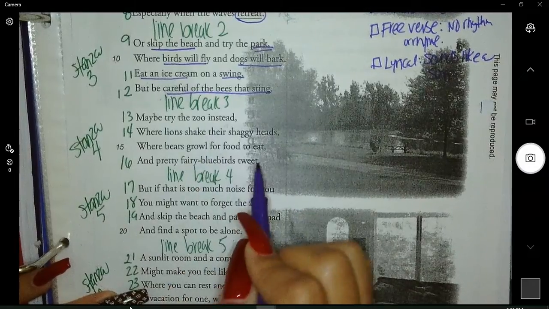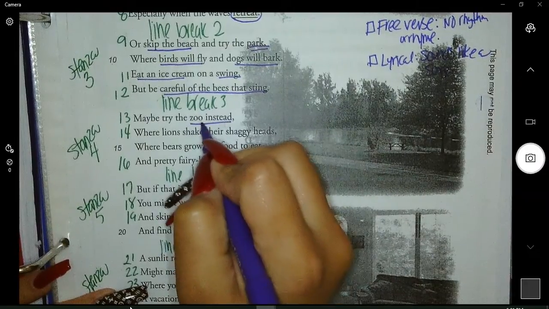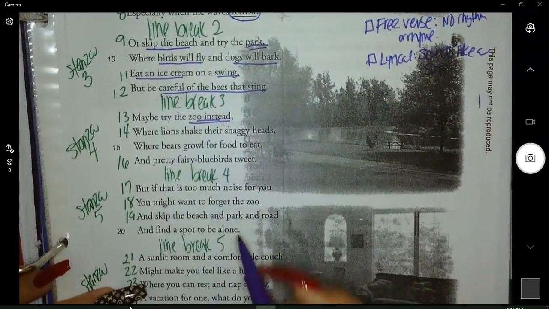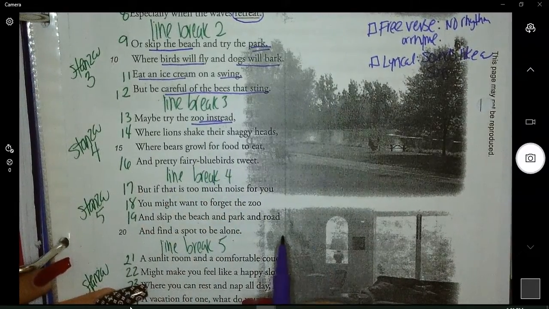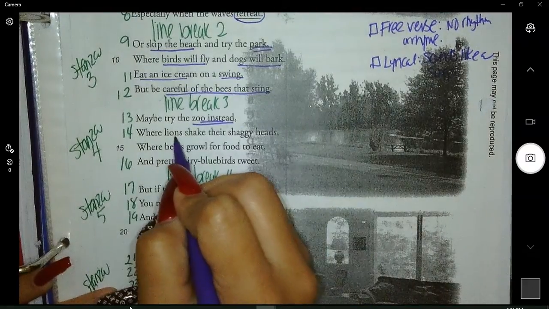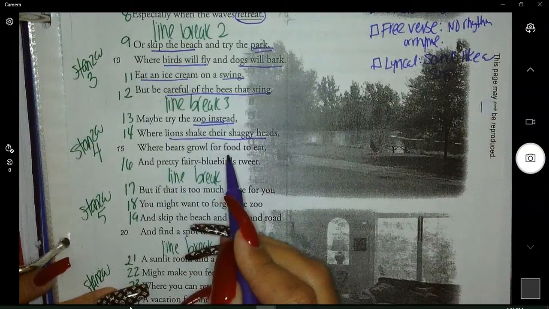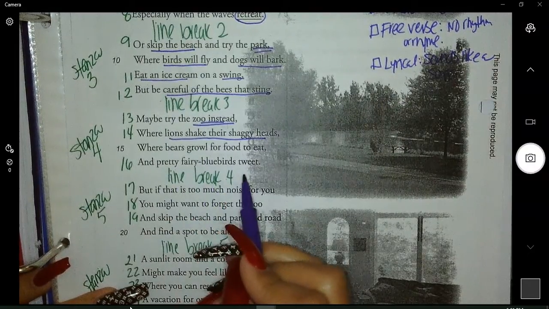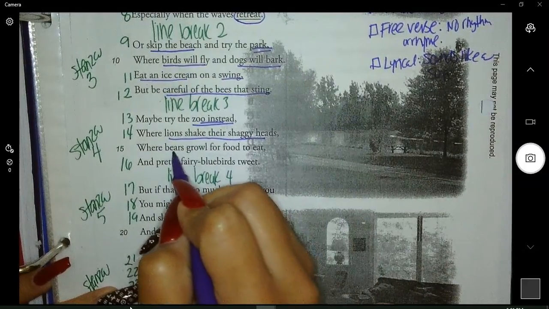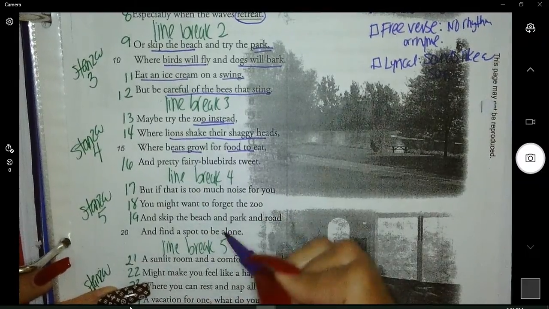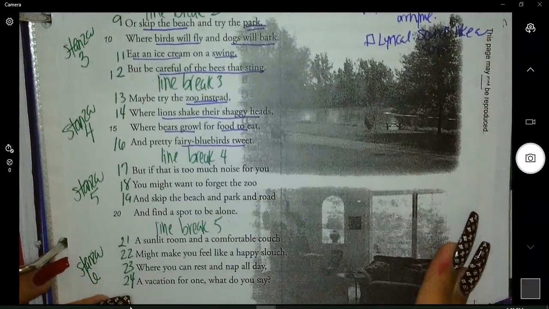Stanza 4. Maybe try the zoo instead. Now what is he telling me that I should do? Maybe he's saying, oh, maybe the park is not good. Maybe try the zoo. Line 14, where lions shake their shaggy heads. What would I see in the zoo, boys and girls? I would see the lions shake their shaggy heads. Where bears growl for food to eat and pretty fairy bluebirds tweet. What else will I see? I'll see lions. What else? The bears growling for food, right? They're probably starving. Or the fairy bluebirds are tweeting. That means they're making sounds.